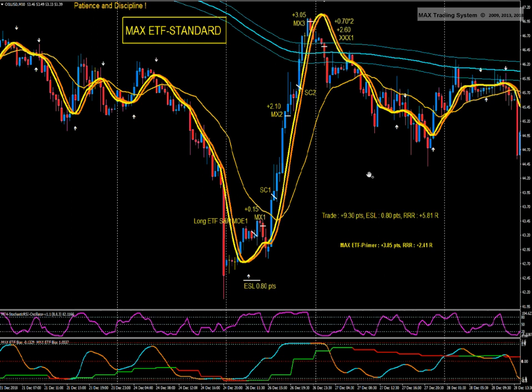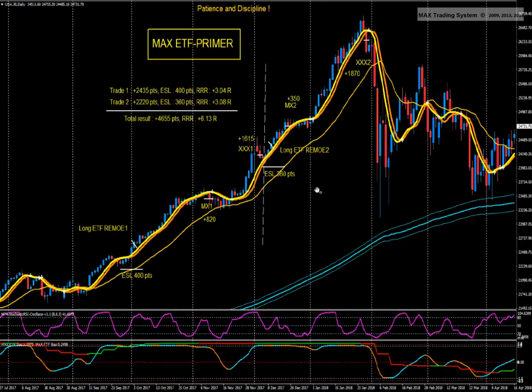But we can also trade indices. And this is an example of the Dow Jones. You have contracts you can trade on the Dow Jones, for example, the E-mini.